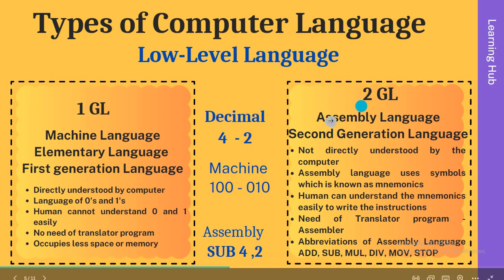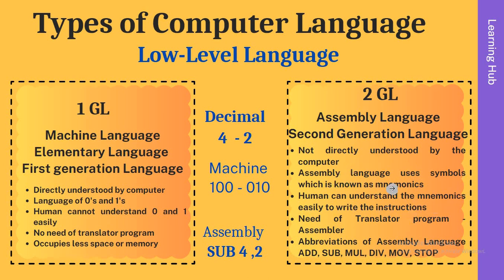Next, what is 2GL? 2GL is also known as assembly language, second generation language. Second generation language is not directly understood by the computer. In assembly language, symbols are used. These symbols are known as mnemonics. Mnemonics is called a symbol.